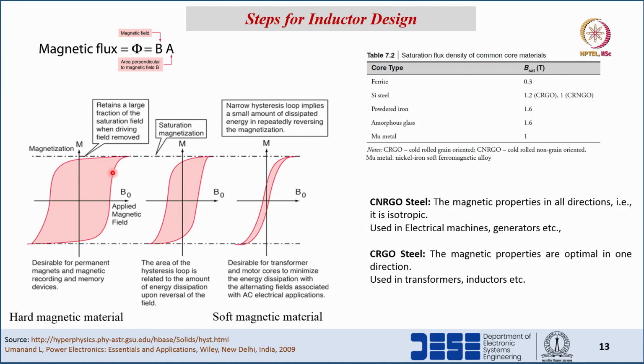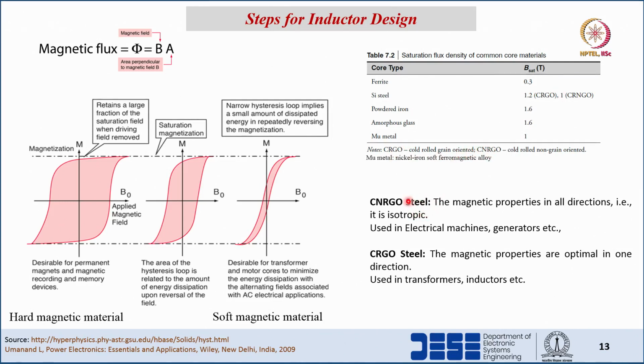Okay. The maximum flux densities or saturation flux densities we can see in this table, where ferrite has a saturation flux density of 0.3. Generally we utilize ferrites for high frequency applications. Silicon steel, powdered iron, amorphous glass and Mu metal, all these materials we can utilize for designing magnetic circuits. Generally silicon steels we utilize for designing electrical machines. It is 1.2 for CRGO steel and 1 for CRNGO steel; depending upon the composition, this value may be higher. Here CRGO is nothing but cold rolled grain oriented steel.